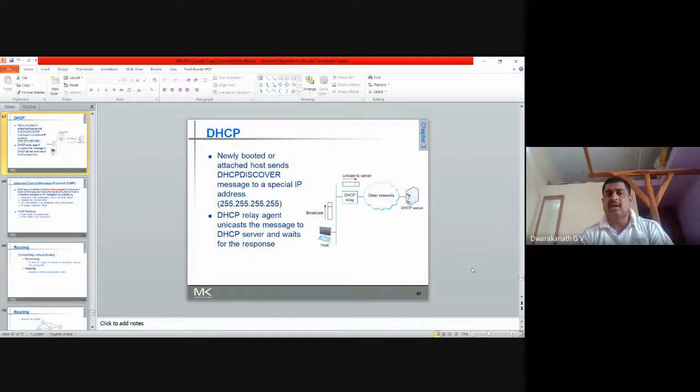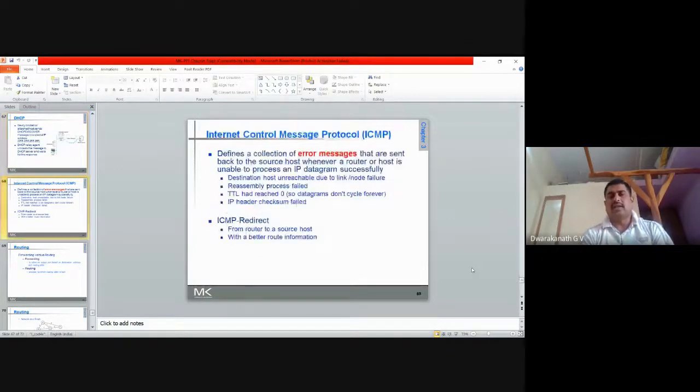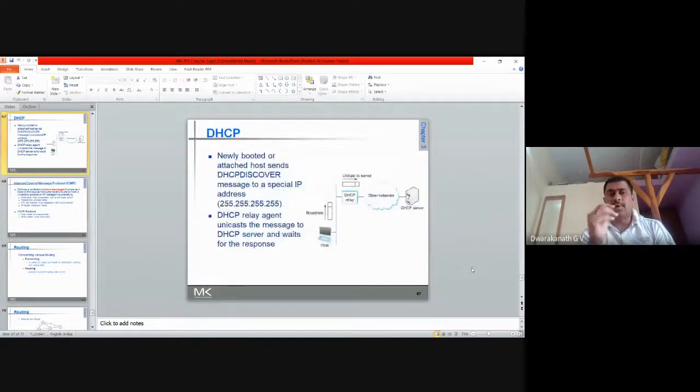The DHCP relay agent unicasts the message to the DHCP server and waits for the response. So it will send to the DHCP server, which will send it back via the relay. Then after doing the authentication and everything, this process will be done.